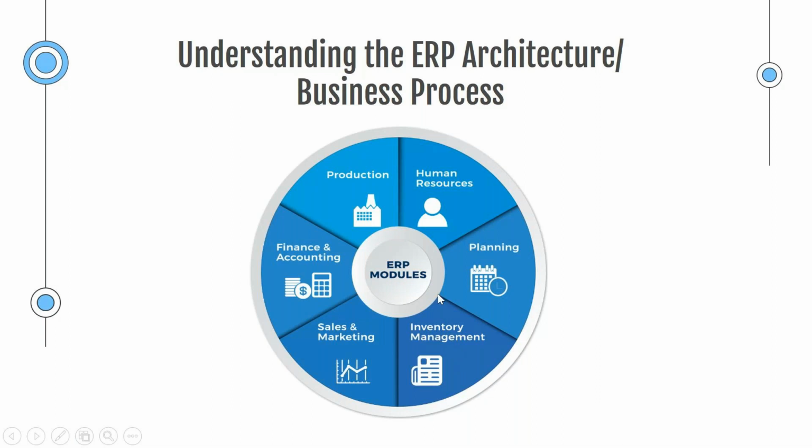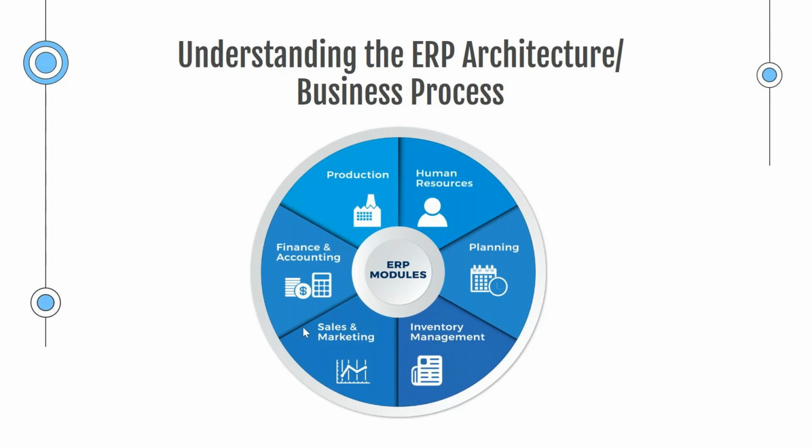Human resources will be taken care of by your HR. There is a functional module in SAP called HR or CRM, and they will take care of this. All the planning activities will be taken care of by your business architects. Inventory management will be taken care of by your inventory management or warehousing team. Then comes your sales and marketing.